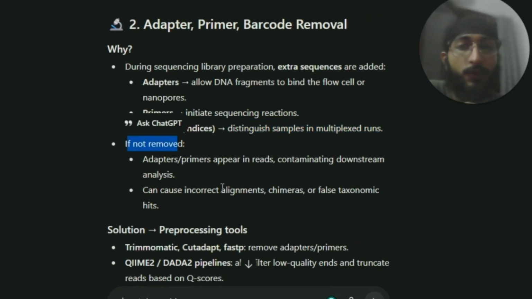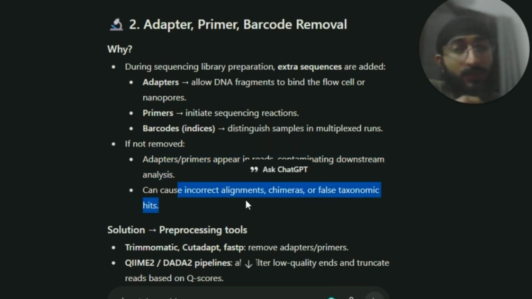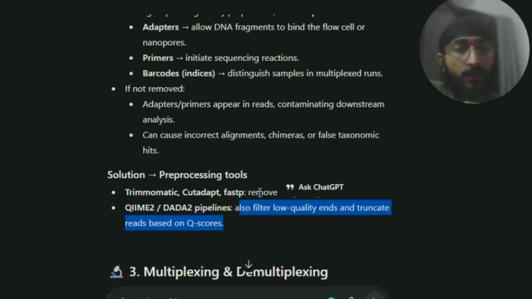If they are not removed, adapters and primers appear in reads, contaminating the downstream analysis and can cause incorrect alignments, chimeras, or false taxonomic hits. The solution is we use pre-processing tools like Trimmomatic, Cutadapt, and fastp to remove adapters or primers, and QIIME2 and DADA2 pipelines also filter low quality ends and truncate reads based on the Q scores.